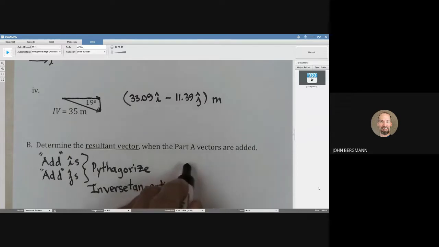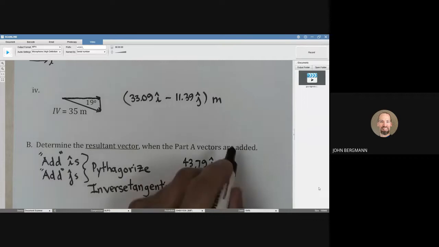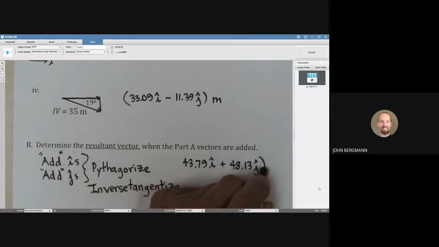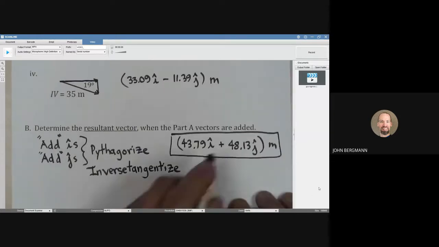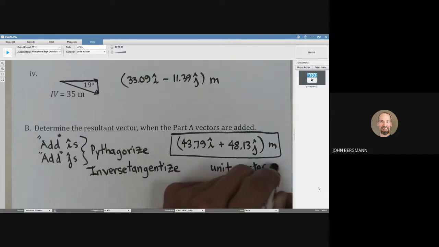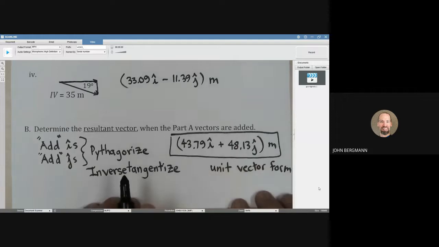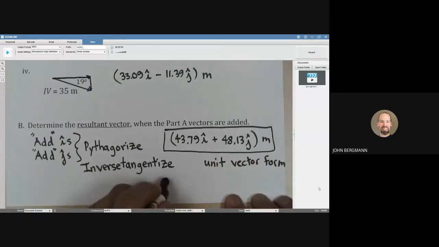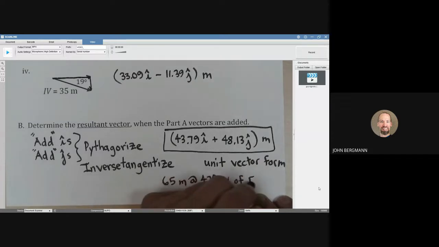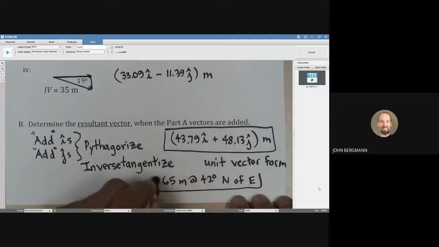If you write it in vector form, you check if you want, but I got that the resultant vector would be 43.79 I hat positive plus 48.13 j hat meters. In unit vector form, that would be the answer. Should I put that on here? Unit vector form. And if you want to report it completely, you'd say something like 65 meters at 42 degrees, maybe north of east if we're in the clouds and we happen to be looking down.